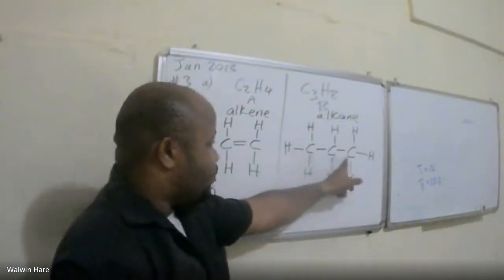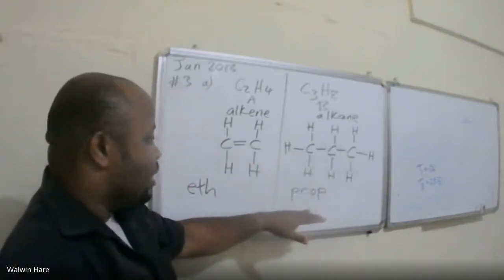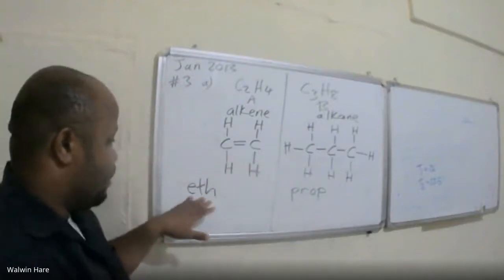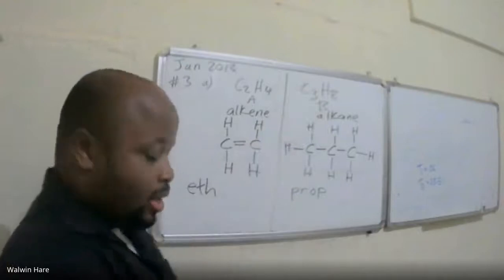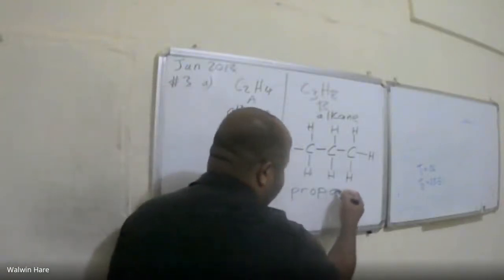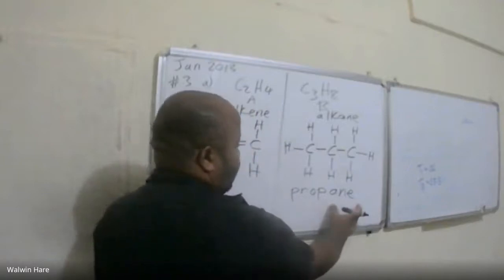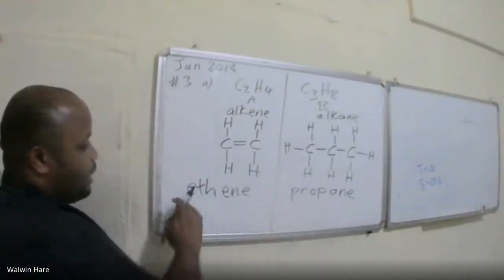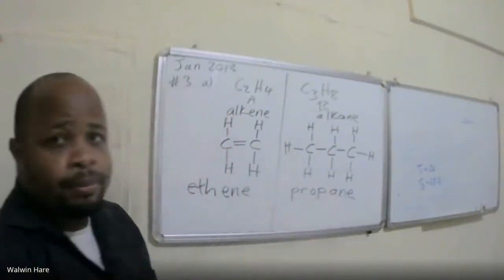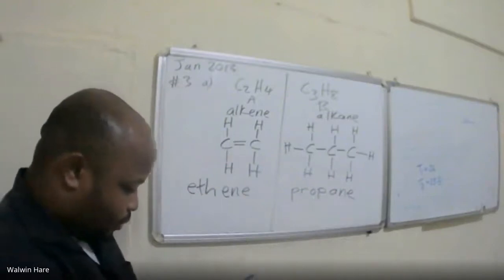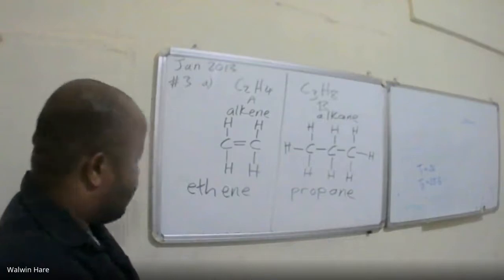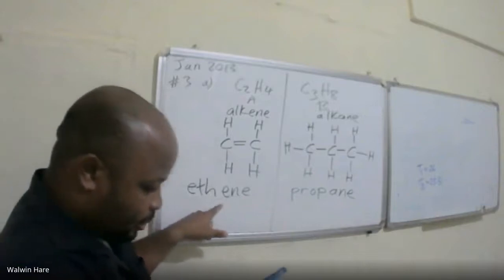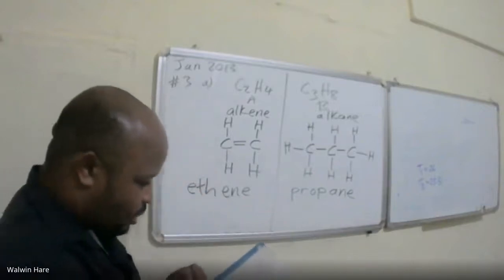So we have 3 carbon atoms. Whenever it's 3, the name starts with pro. Whenever it's 2, start with eth. Now, if it's an alkane, the name will end in ane. That is why it is propane. When it's an alkene, the name will end in ene. So that is why it is ethene and propane. So for 2 marks, you were to draw compound A and name it. All right, so that is part A of the question.